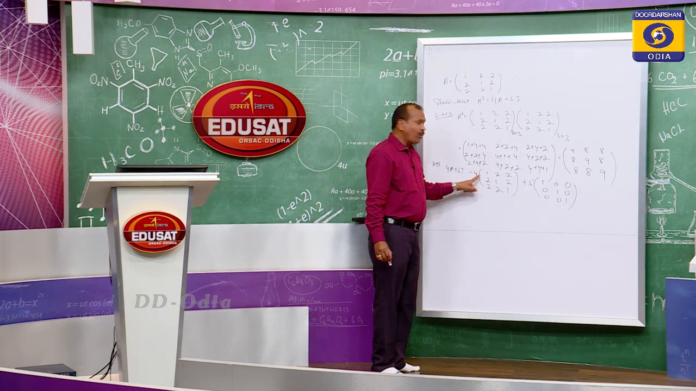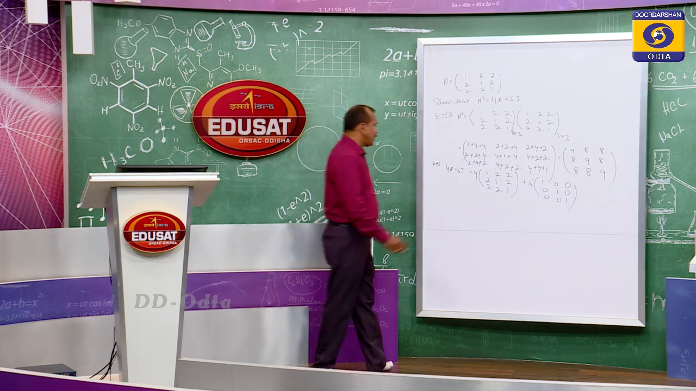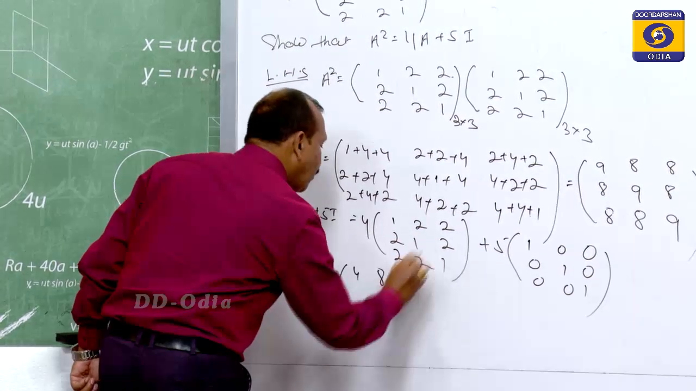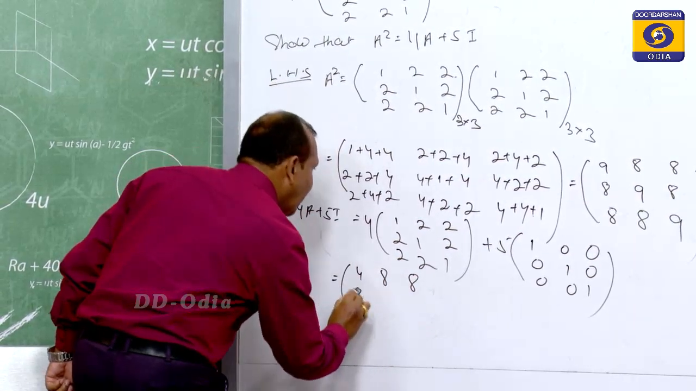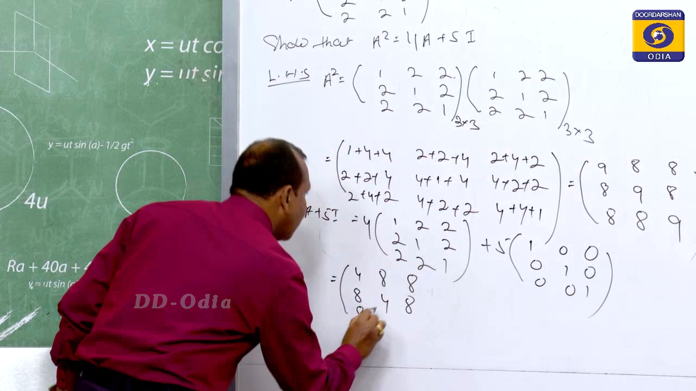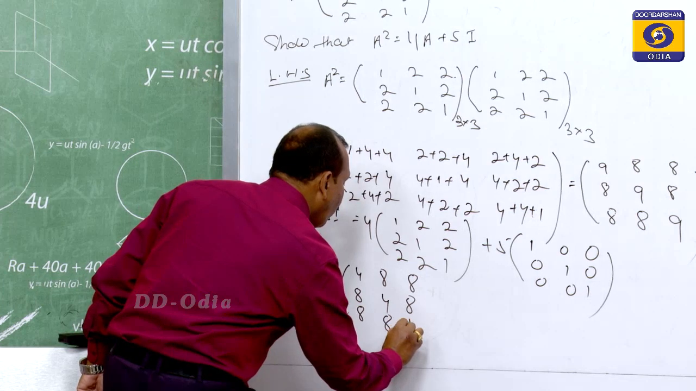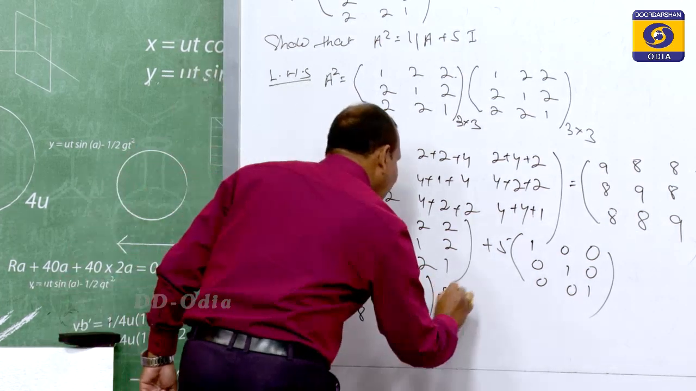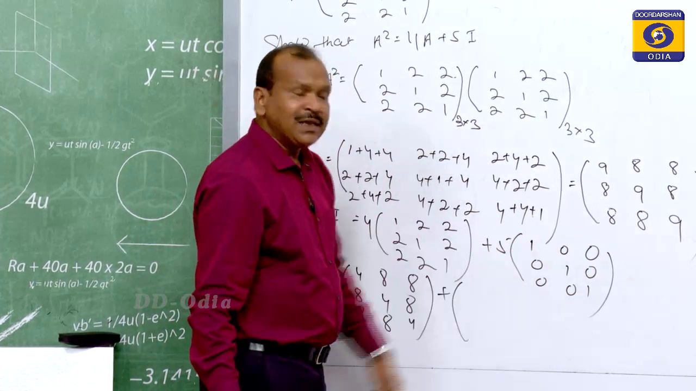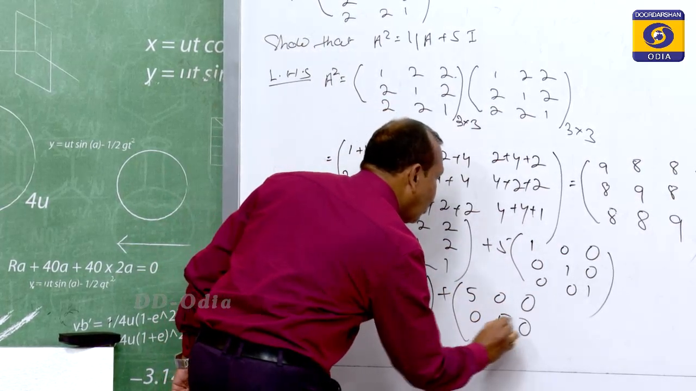Here 4 is a scalar multiplied in a matrix, that means 4 is multiplied in each element of the matrix. That becomes 4 into 1 is equal to 4, 4 into 2 is equal to 8, 4 into 2 is equal to 8, and so on: 4 8 8, 8 4 8, 8 8 4. Plus 5 is a scalar multiplied in a unit matrix, that is, 5 is multiplied in each element, then we have 5 0 0, 0 5 0, 0 0 5.